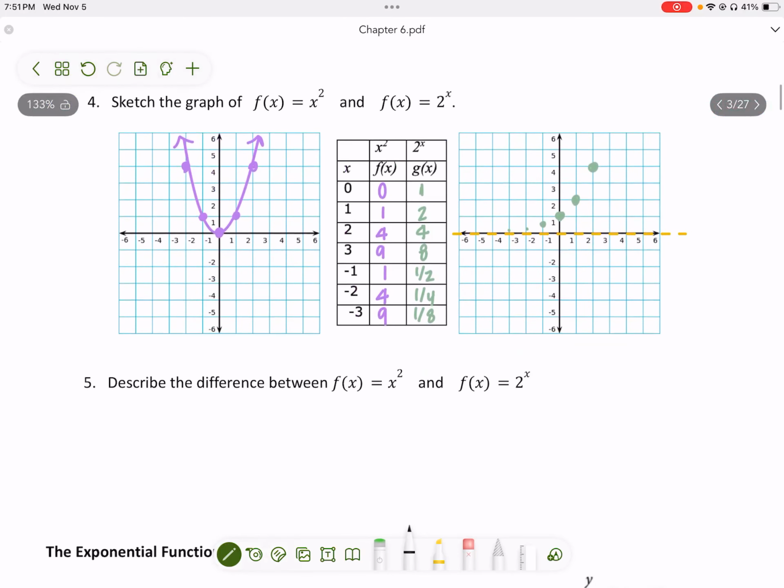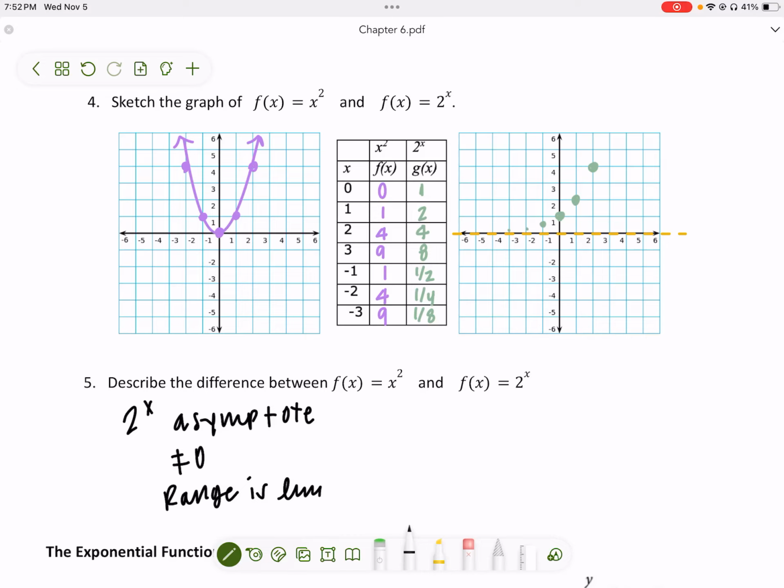So some differences between them: 2 to the x has an asymptote. It can't equal 0. The range is limited. In the quadratic, there is no asymptote. The range is also limited. There are no negative y values. Same with the 2 to the x.